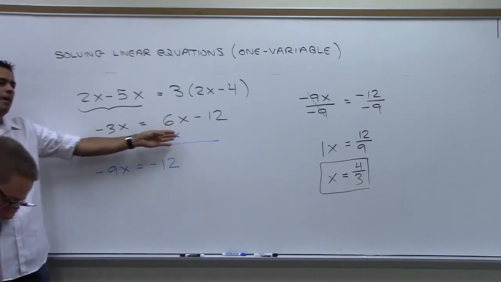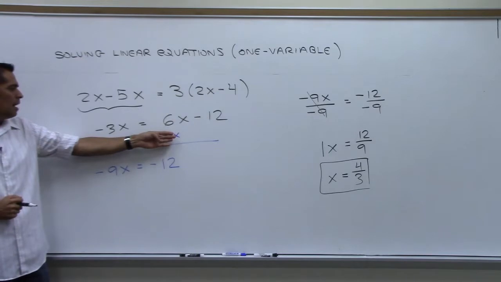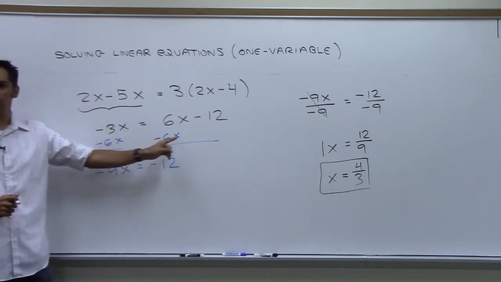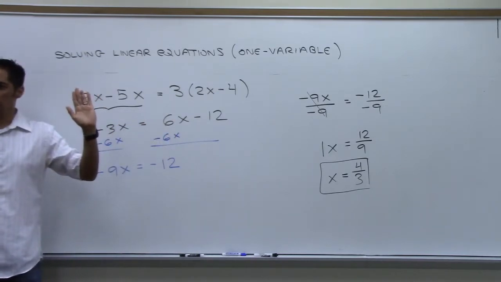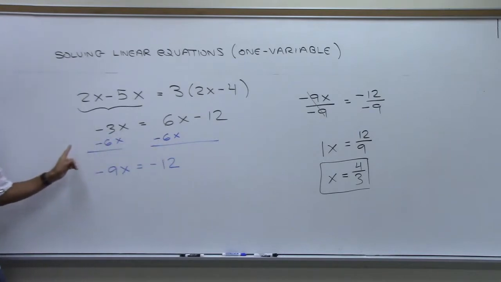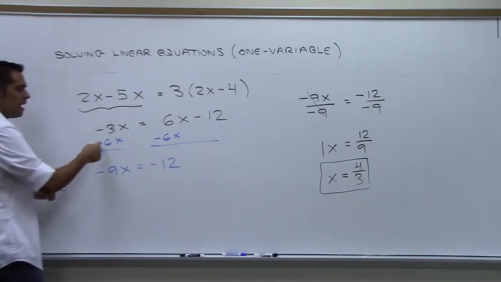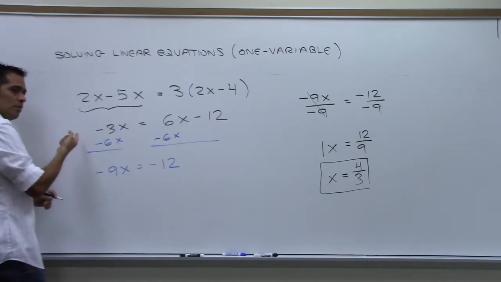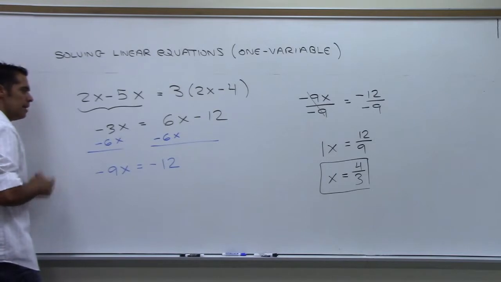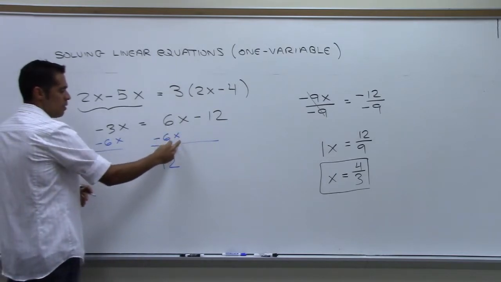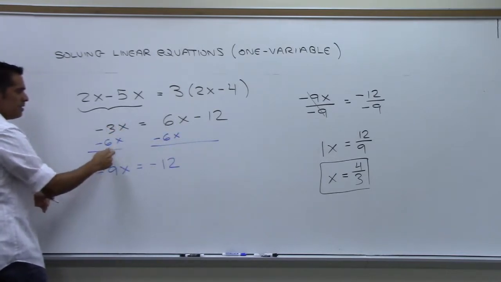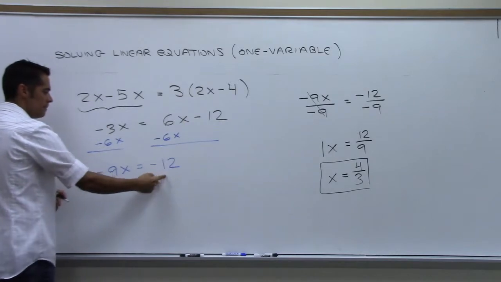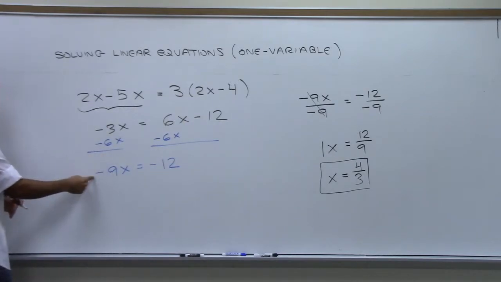Okay, here's where people might do something different. How many of you added 3x to both sides? Anyone do that? Everyone did minus 6x? Okay, so it was kind of your choice. You could have added 3x and then brought your negative 12 over as a positive 12. But I chose to take the 6x away on this side, take 6x away on this side. That leaves you with a negative 12 here. And then over here, negative 9x.